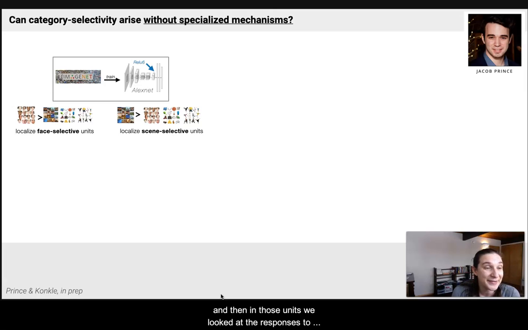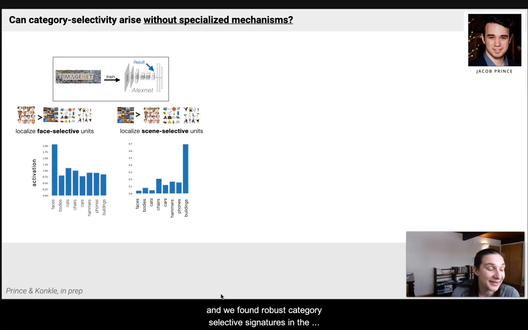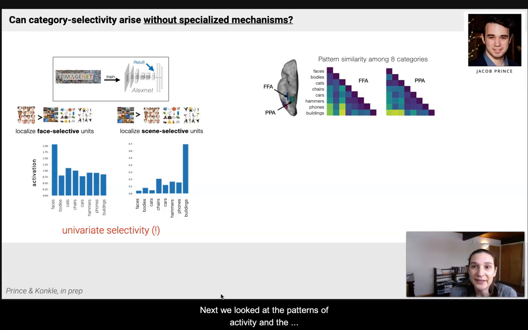And then in those units, we looked at the responses to different categories, and we found robust category selective signatures in their univariate response. So even though this is an AlexNet without any specialized features for faces and places per se, you can still see this signature of a higher response to faces than other categories in these subsets of units. Next, we looked at the patterns of activity and the relationship among those patterns across these 8 categories in both FFA and PPA. And this has always been one of those sticky data points.